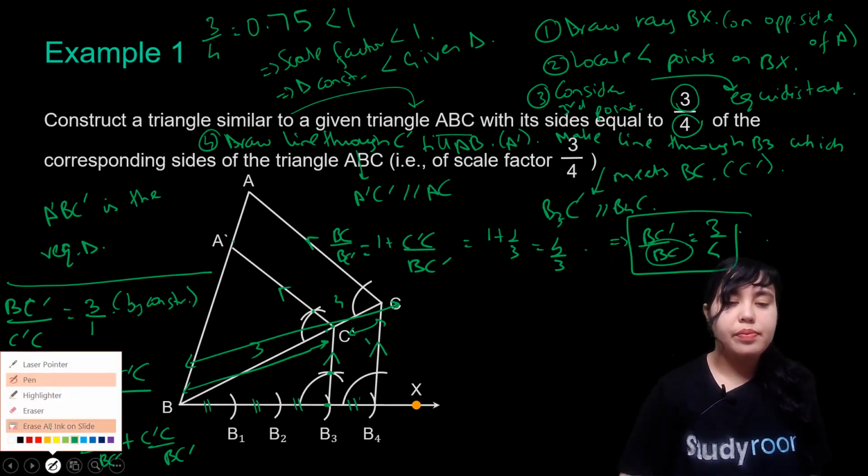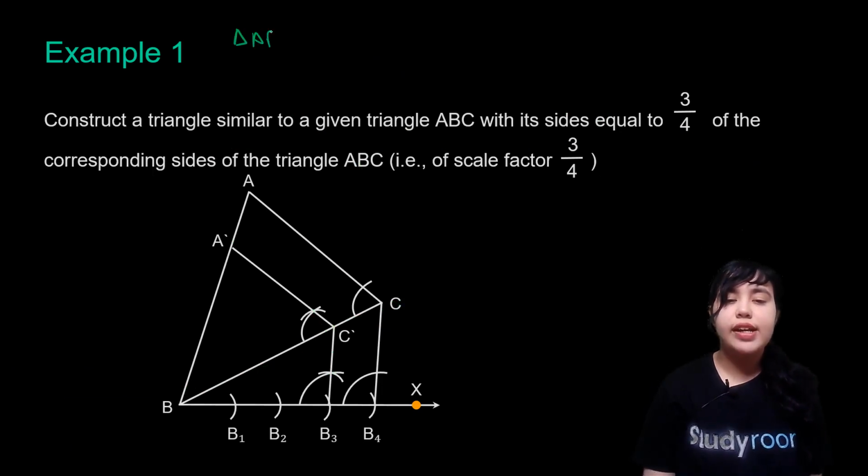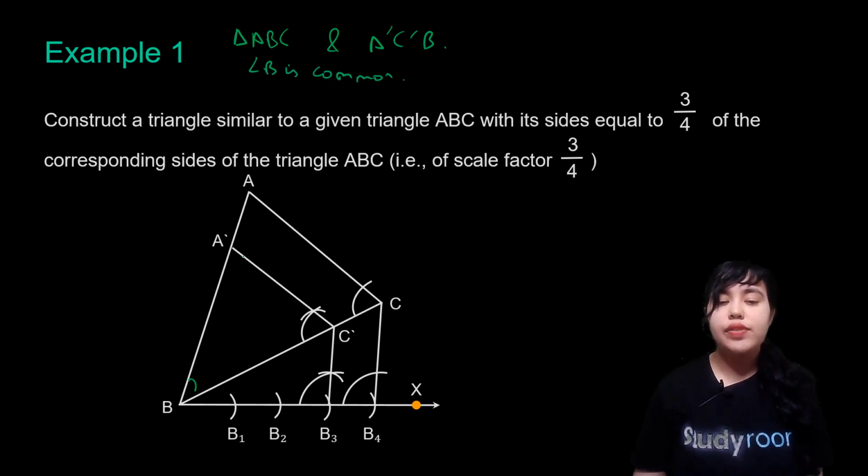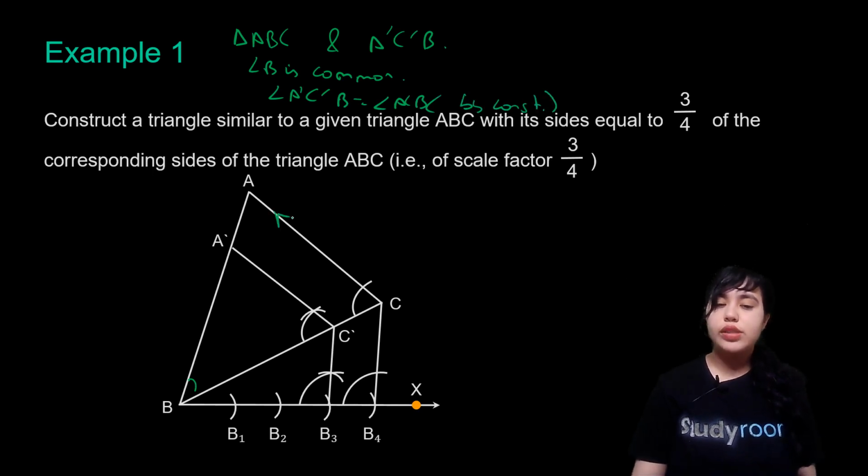So we are considering similarity of triangle ABC and triangle A dash C dash B. Here we know that angle B is common to both the triangles, and by construction we know that angle A dash C dash B is equal to angle ACB. This is by construction because we wanted to make A dash C dash parallel to AC.